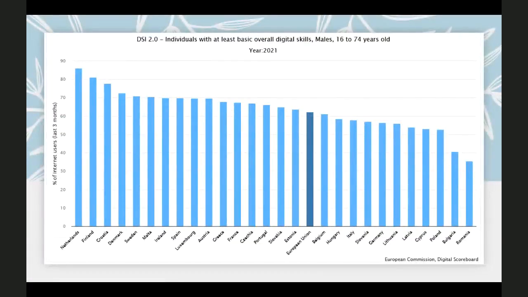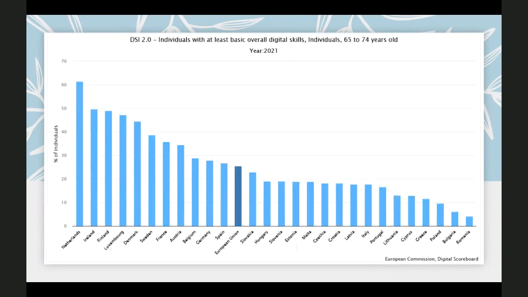I would like to share with you now some data from the Digital Scoreboard Statistics of the European Commission. This first figure shows the distribution of individuals with at least basic overall digital skills among the general population and across different European Union countries. As you can see in this second figure, which shows the same distribution among individuals between 65 and 74 years old, the digital divide is real.